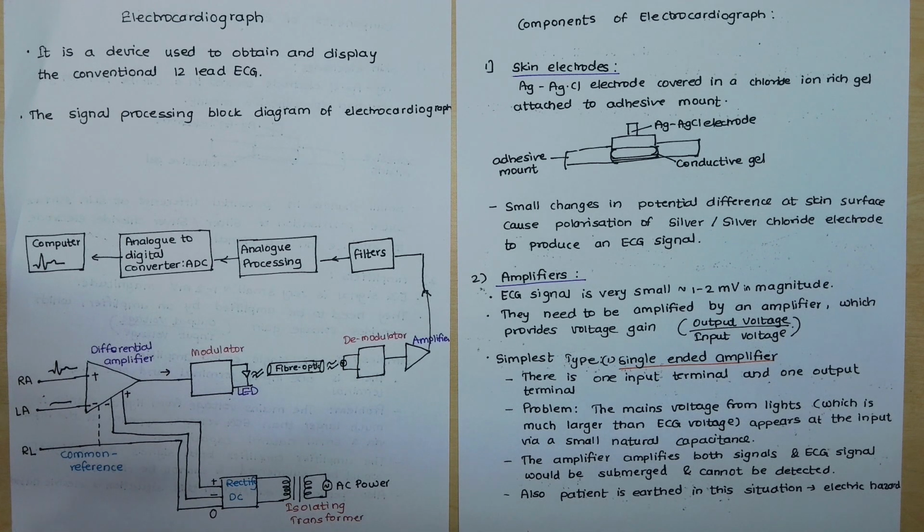Electrocardiograph. It is a device used to obtain and display the conventional 12-lead ECG. The signal processing block diagram of electrocardiograph would be used for our reference.